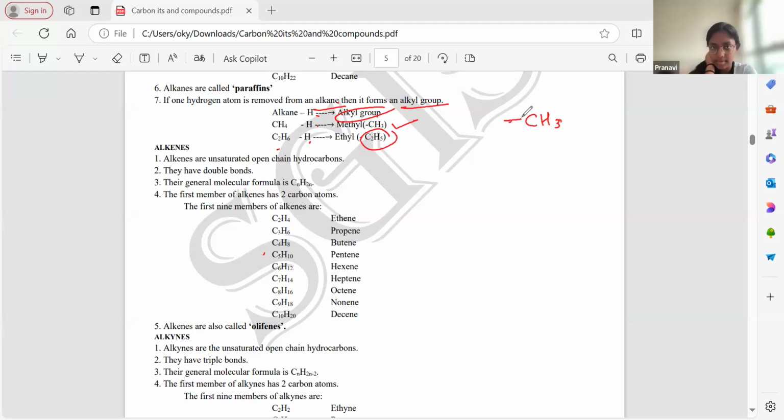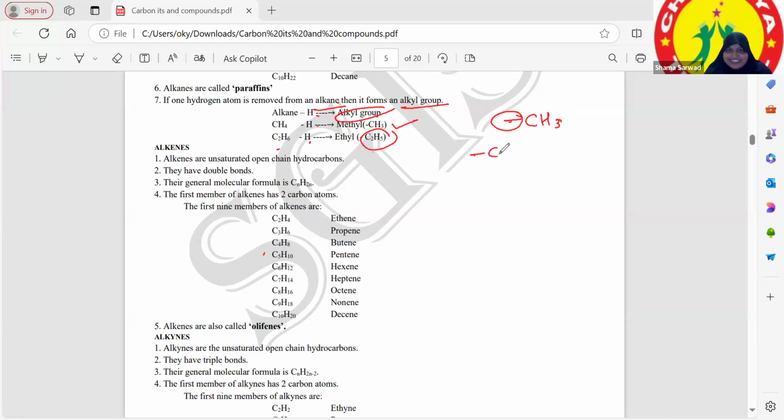It can be attached to any atom or group of atoms. And for ethyl also, it's not a minus, it's a bond. Clear? Now see the next, alkene.